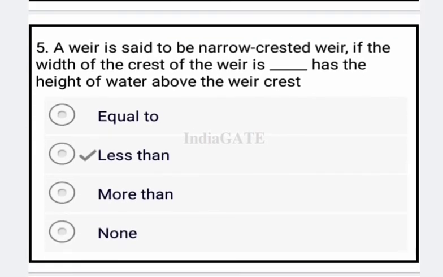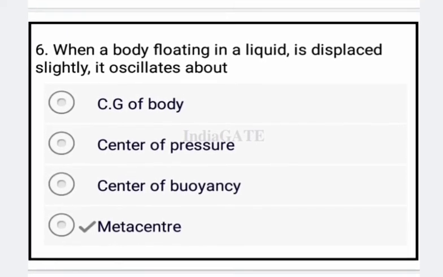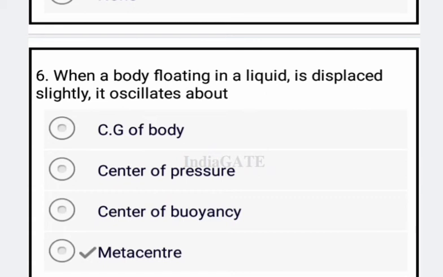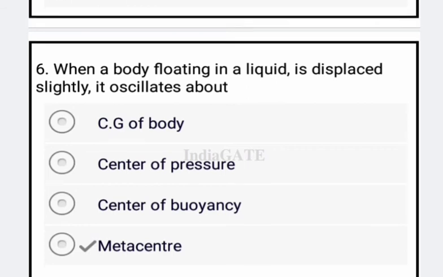Next question. A weir is said to be a narrow crested weir if the width of the crest is dash the height of the water above the weir crest. Option B is correct, that is less than. Next question. When a body floating in a liquid is displaced slightly, it oscillates about? The correct answer is option D, metacenter.